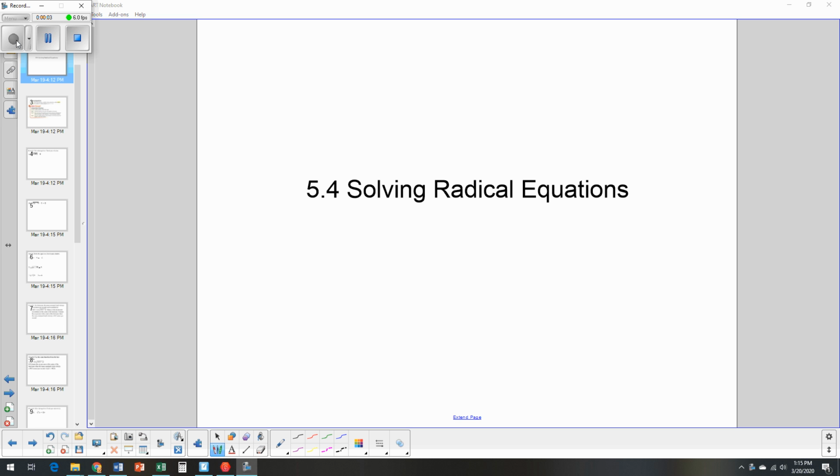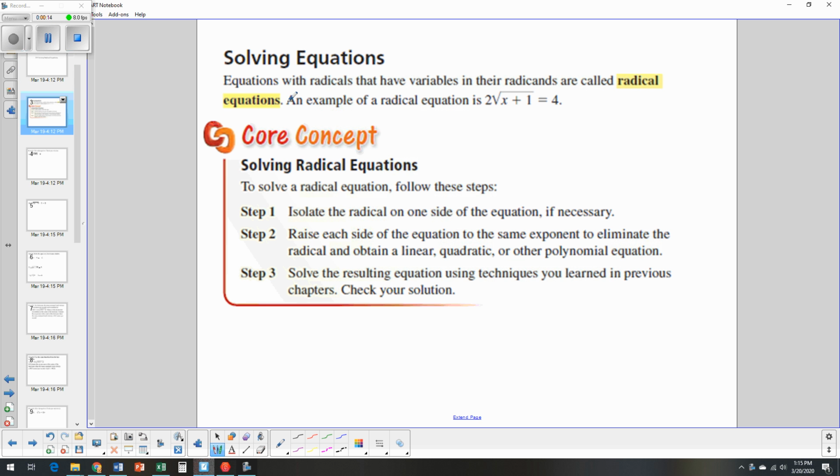For section 5.4, solving radical equations, I'm actually going to split this up into 2 days. The last few problems take a little longer, and I'm going to give them their own day. So first, for solving radical equations, any radical equation would be any equation that has a radical in it. And remember, radicals could also be written exponentially, so this could have also been, for this example here, 2 times x plus 1 to the 1/2 power equals 4, and that's still considered a radical equation.